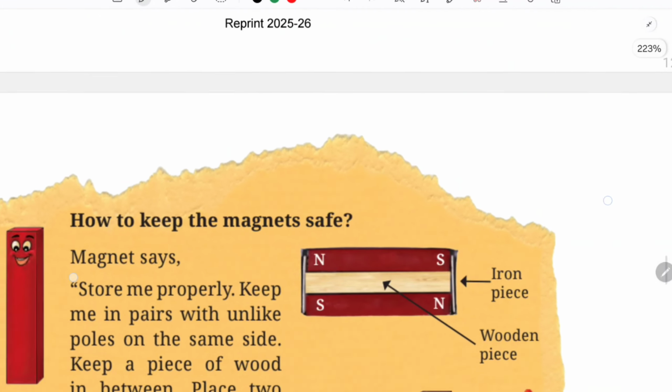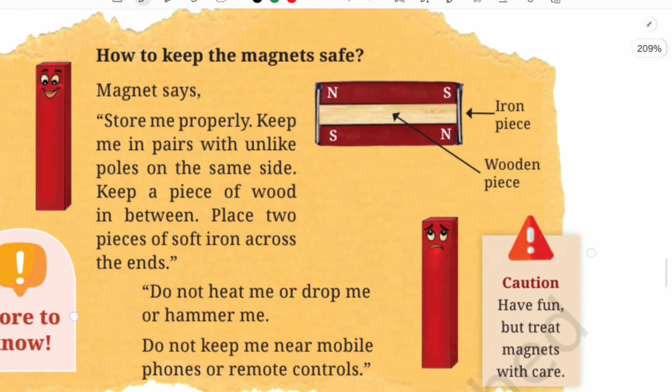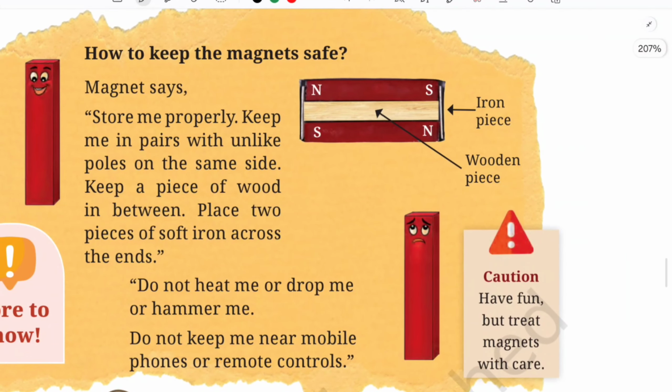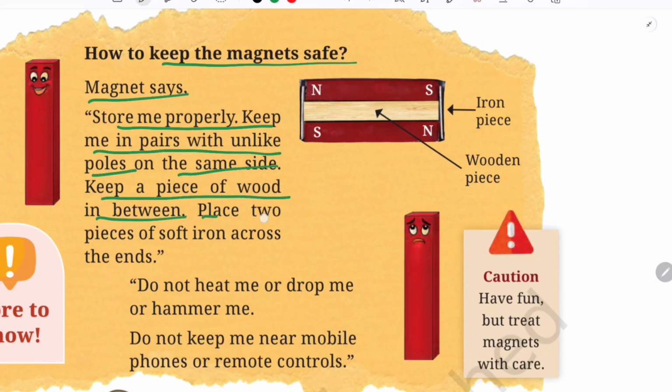All right. So, we have come towards the end of your chapter. Here some steps are given on how you can keep your magnet safe. Okay, how to keep the magnet safe. Magnet says here, store me properly, keep me in pairs with unlike poles on the same sides, keep a piece of wood in between, place 2 pieces of soft iron across the end. So this is how you have to keep a magnet. Just like this it is shown in the image, you have to keep the unlike poles, not like poles. Okay, unlike poles, opposite poles, and in between you have to keep one wood, and inside you have to keep one small iron piece. In this way you should be storing magnets, you should be keeping magnets at your homes.